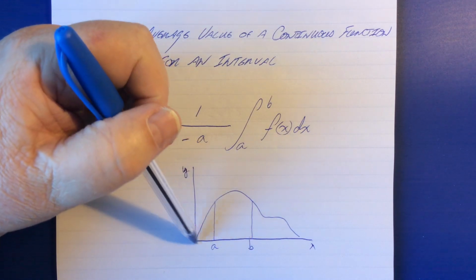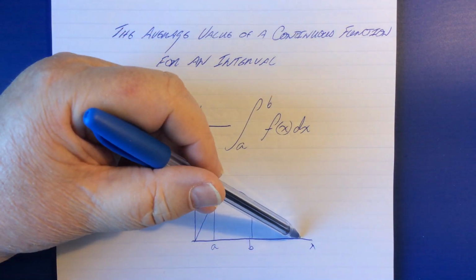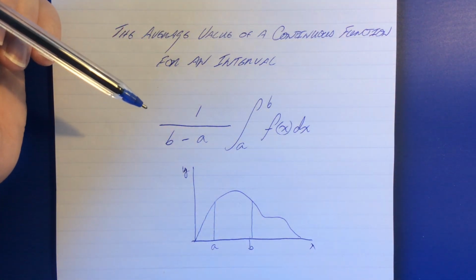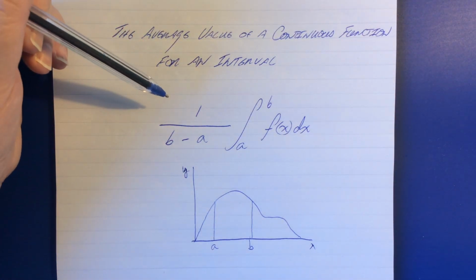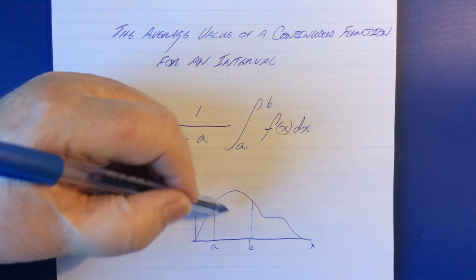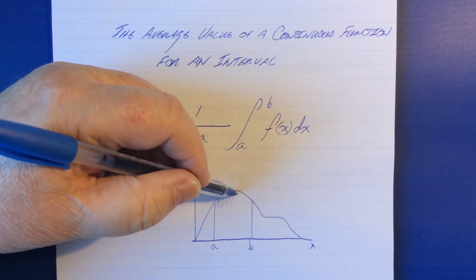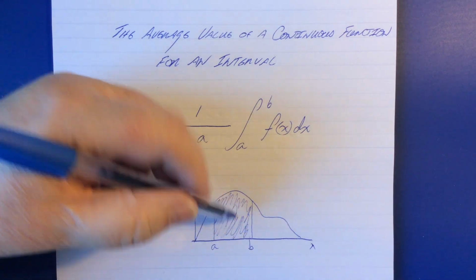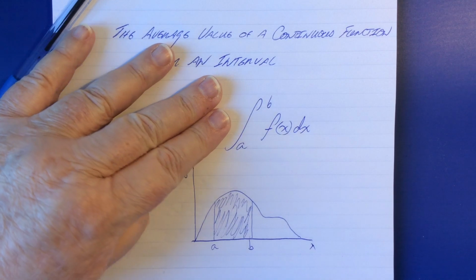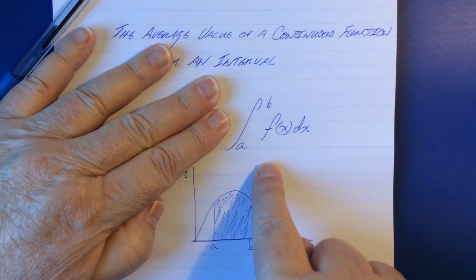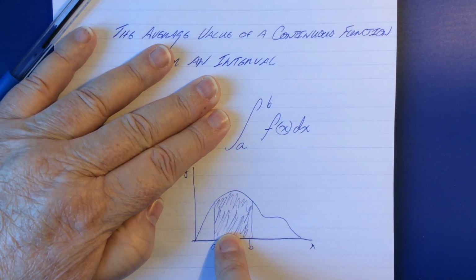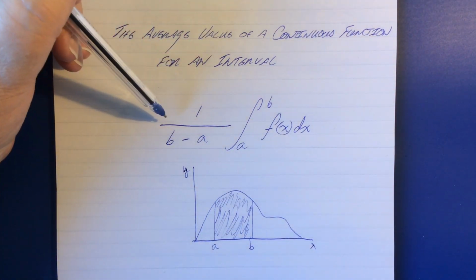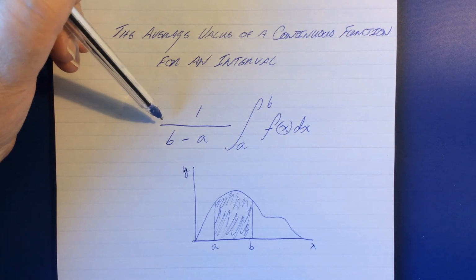And A and B can be anywhere on the domain of this function, but they're here. So basically what we're looking for is the average value within this space here. Now, if I put my hand over this, what we're looking at is the area. This is what gives us the average value.